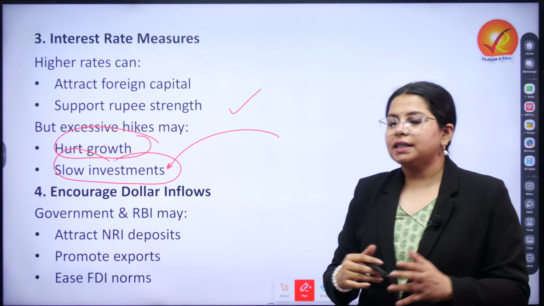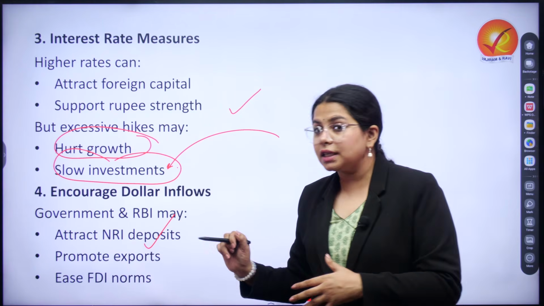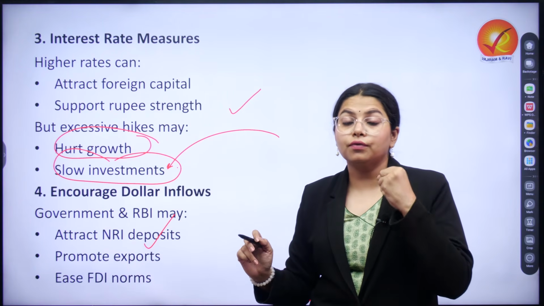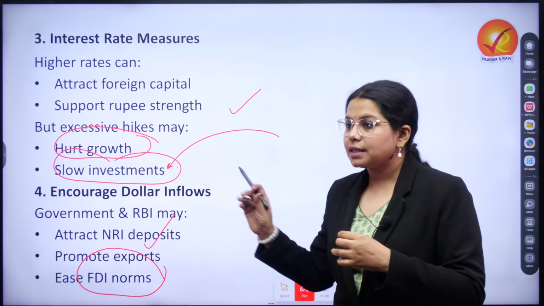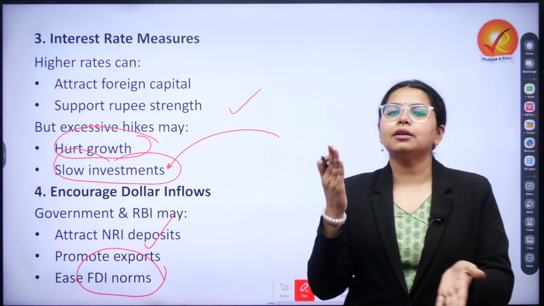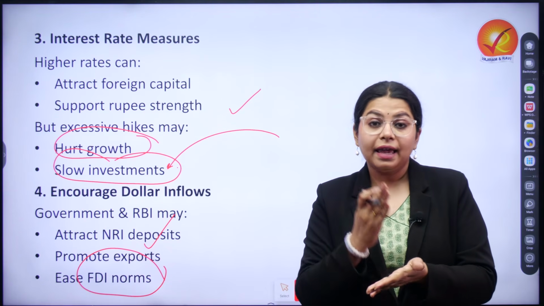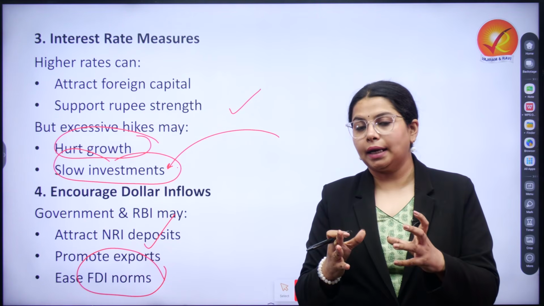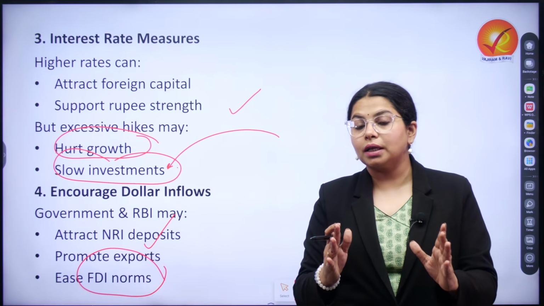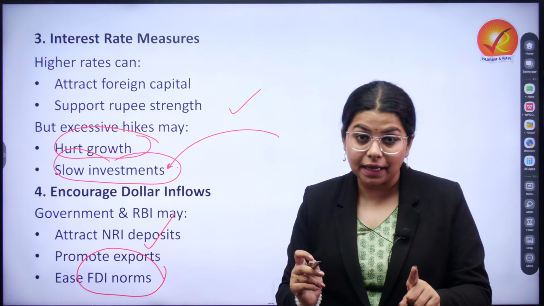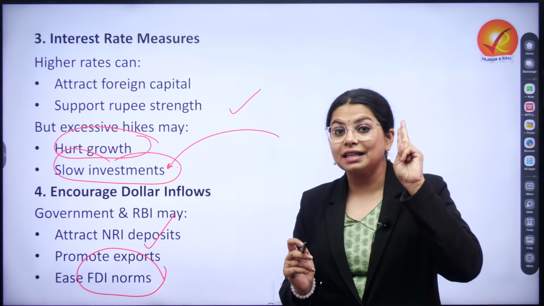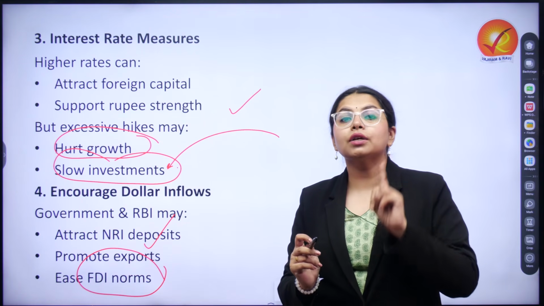Other things that can facilitate are definitely NRI deposits, promotion of exports, which we are focusing on, and then definitely easing FDI norms. Something that can ensure that foreign capital comes and stays. FII is highly mobile, but FDI is not so much. So the need of the time is not just to ensure dollar supply, but also to ensure that there is stability to it. What are your thoughts on this?